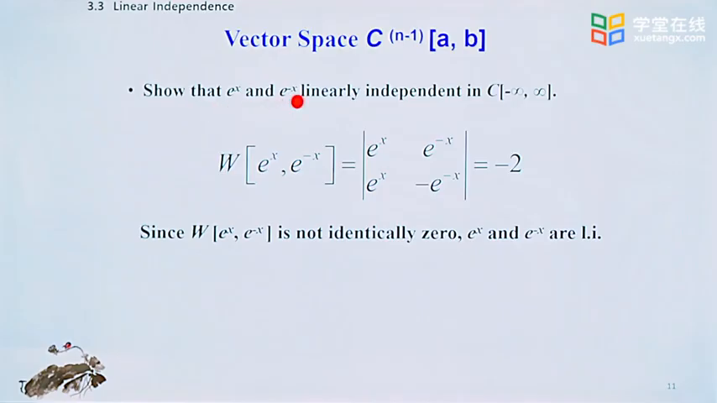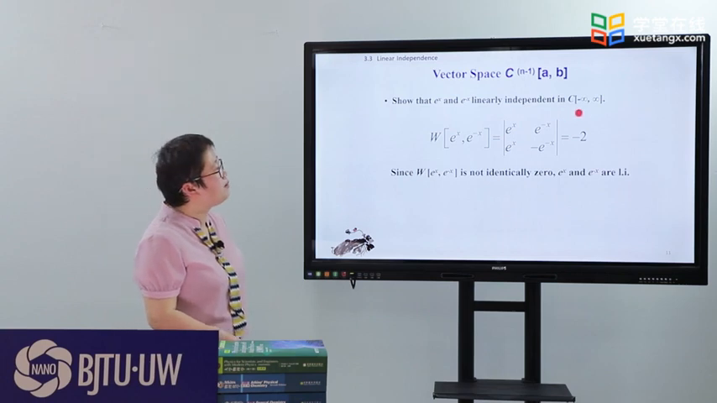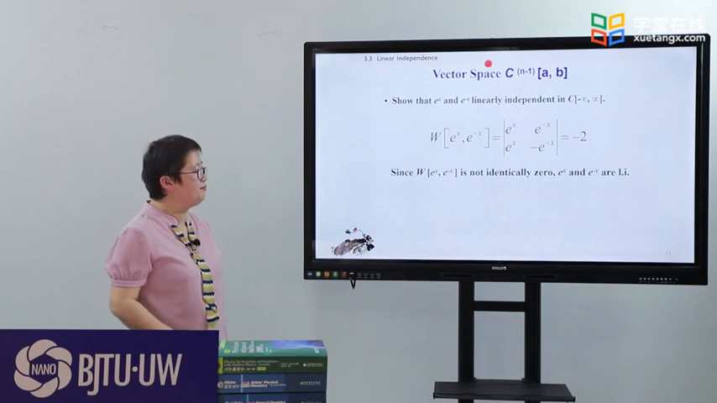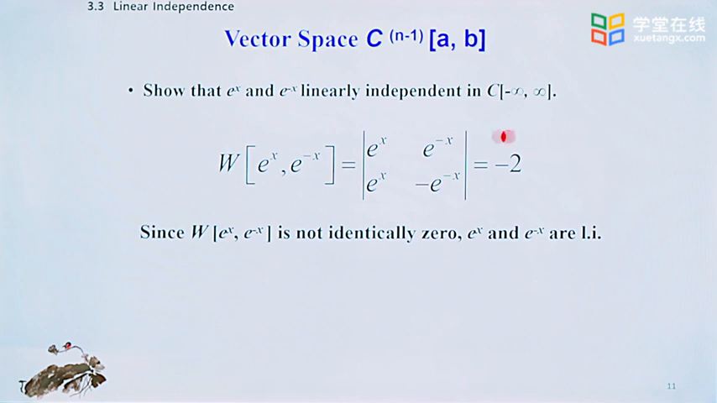For example, we are asked to show that e power x and e power minus x are linearly independent in this vector space, say minus infinity to infinity. So these should be continuous functions on this interval. Okay, and we compute its Wronskian. The first row is e^x, e^(-x). The second row is the derivatives: the derivative of e^x is e^x itself, and the derivative of e^(-x) is minus e^(-x). And then you compute its determinant, you find it's minus 2. If it is minus 2, the Wronskian is non-zero at any x in this interval. Then, of course, these two vectors are linearly independent, right? So to judge linear independence, the Wronskian being non-zero is very efficient, very useful.